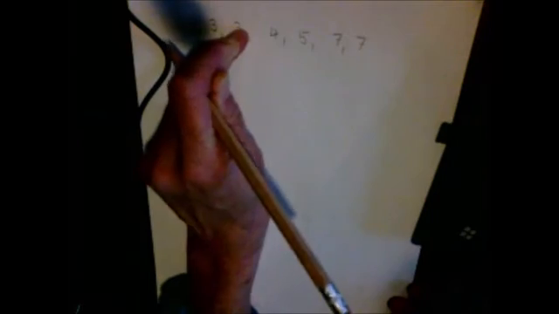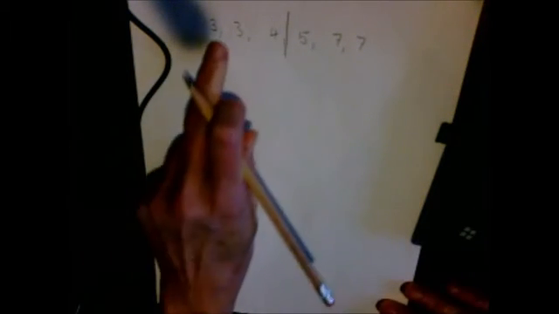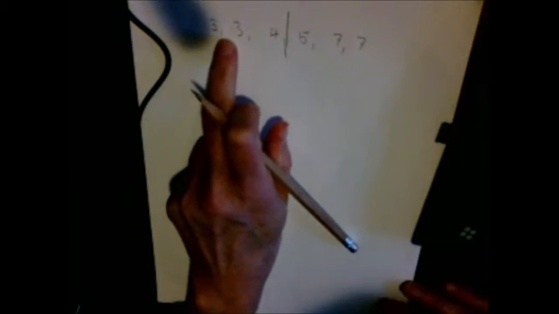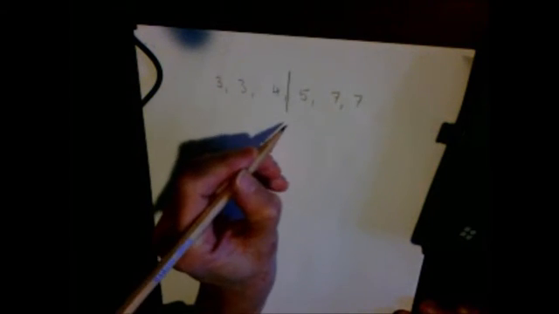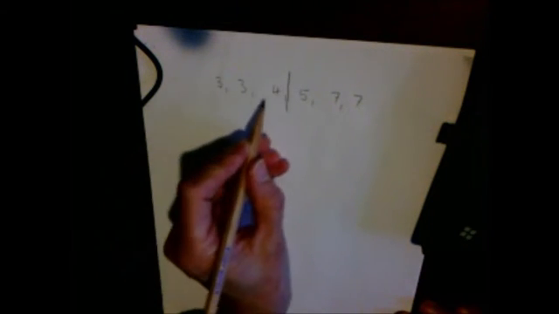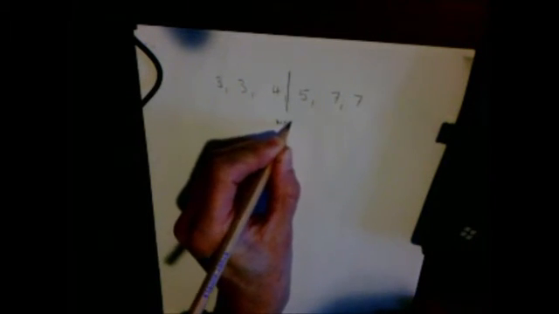Here we go. Okay, so say we have 3, 3, 4, 5, 7, 7, 2, 6. Okay, and I want to find the median. The median is the one right in the middle. So I'll find the middle of 6 data points is halfway between the third and the fourth. So the median here is 4.5.